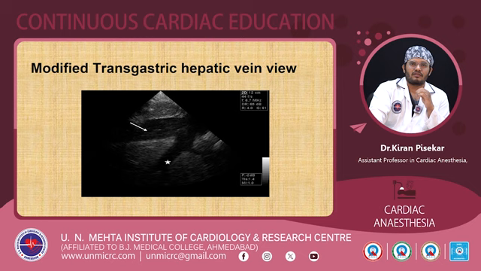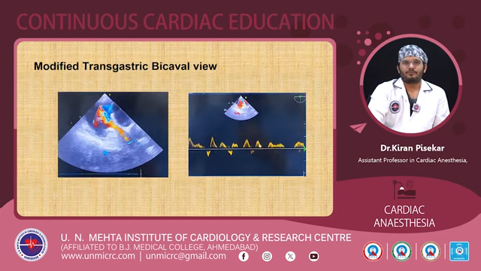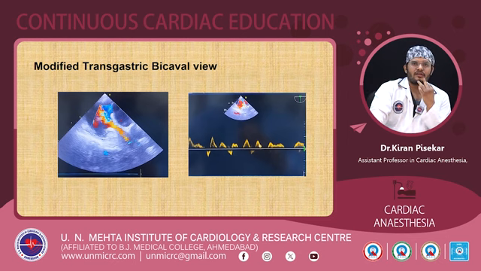We can achieve this structure at around 45 to 60 degrees by advancing the probe to the transgastric view while rotating the probe anticlockwise. Again, these are all modified transgastric bicaval views. Here we can see the SVC draining into the RA.